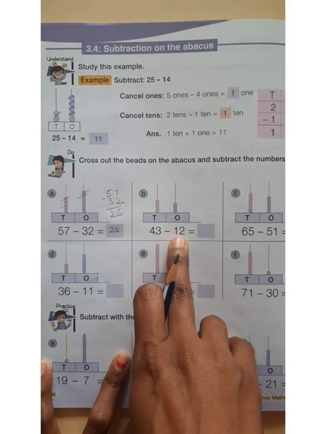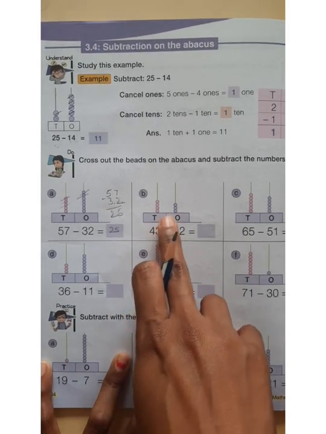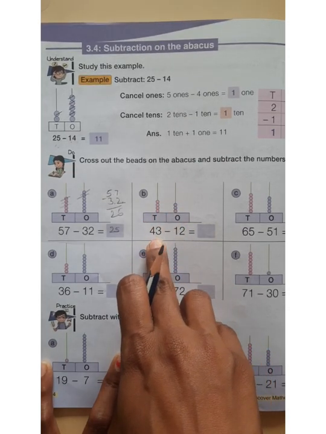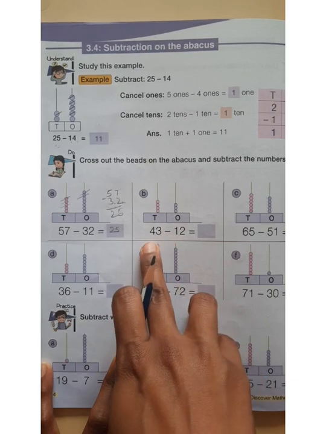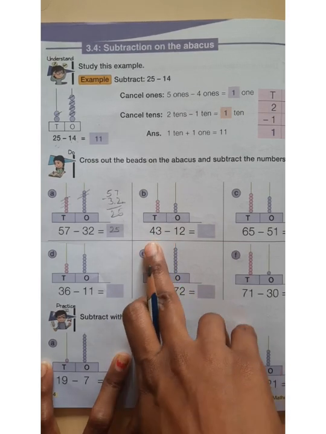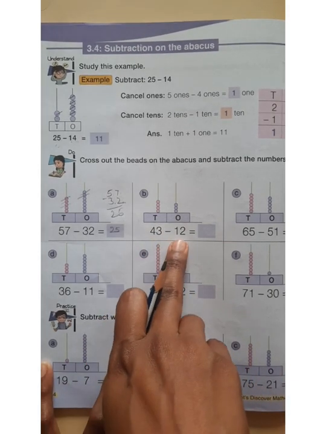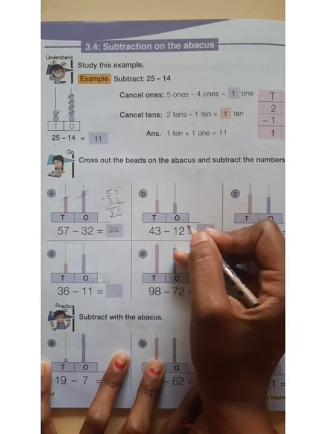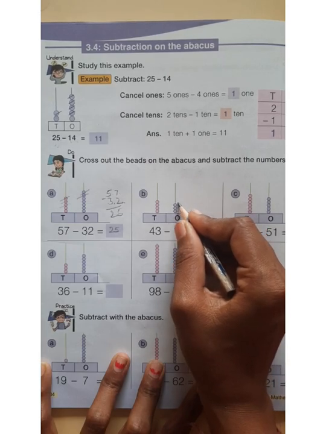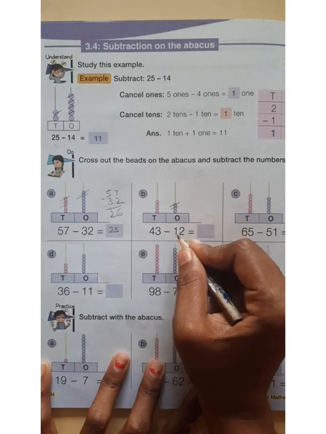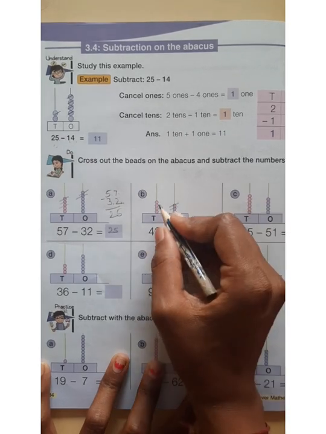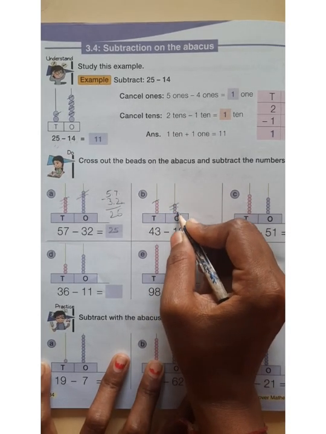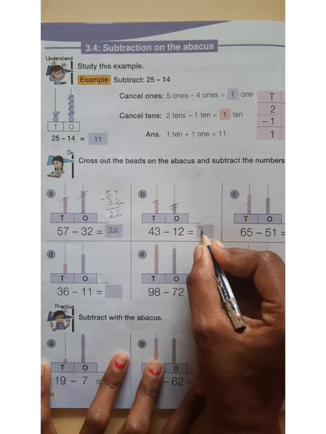43 minus 12. First, what does it indicate? The bigger number. 43: 4 tens, 3 ones. From 4 tens and 3 ones, what are you minusing? 12: 1 ten, 2 ones. 1 ten you minus, and 2 ones. Subtract 2 ones: 1, 2. And how many tens are you going to subtract? Only 1 ten. So the answer is 3 ones and 3 tens, 1, 2, 3 and 1. So the answer is 31.